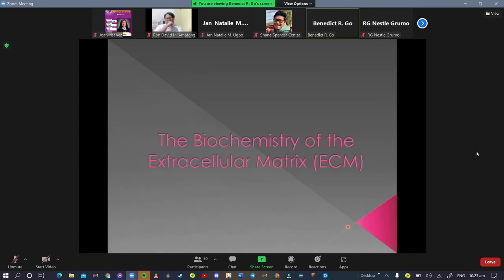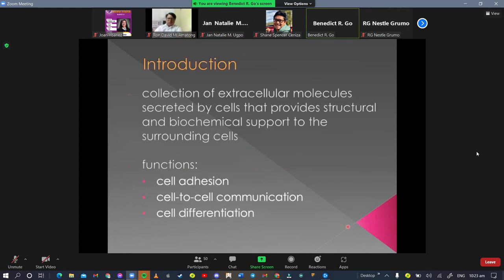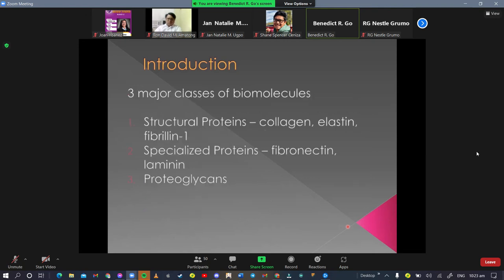Okay, let's move on to the extracellular matrix. So, introduction. I think you know that already. The functions, you know that, you discussed that in your PBL. There are 3 major subclasses of biomolecules. You have your structural proteins such as collagen, elastin, and fibrillin-1. And you have your specialized proteins like fibronectin and laminin, and you have your proteoglycans as well.